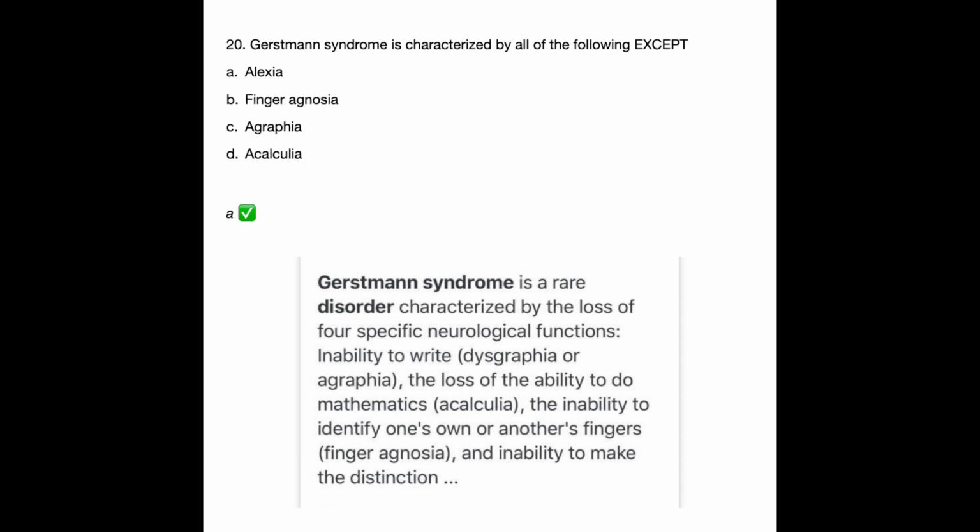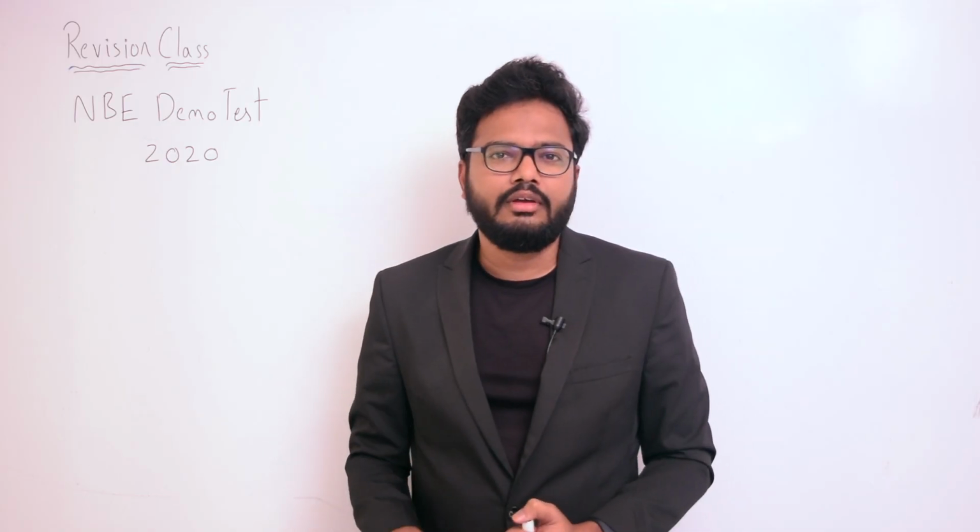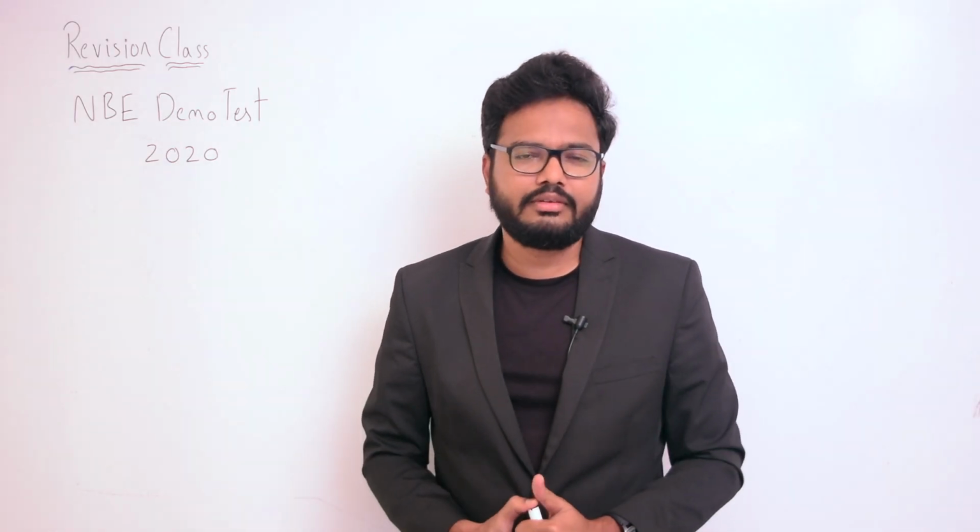Gerstmann syndrome, as you can see, is a syndrome characterized by loss of four specific neurological functions: dysgraphia or agraphia, which is inability to write; acalculia, that is loss of ability to do mathematics; the inability to identify one's own or another's fingers, that is finger agnosia; and also inability to make the distinction between left and right. So these are some of the features of Gerstmann syndrome.